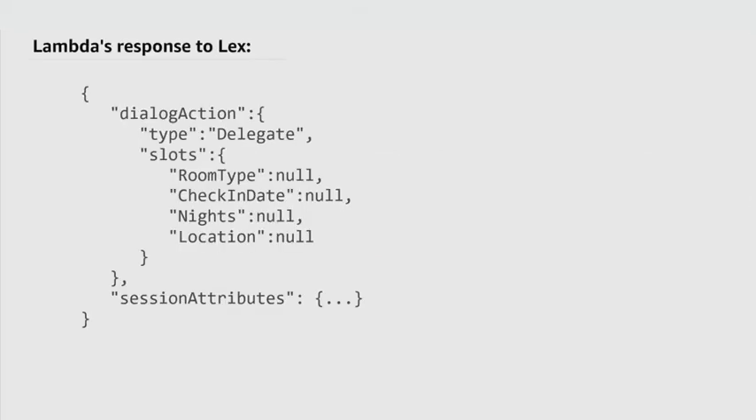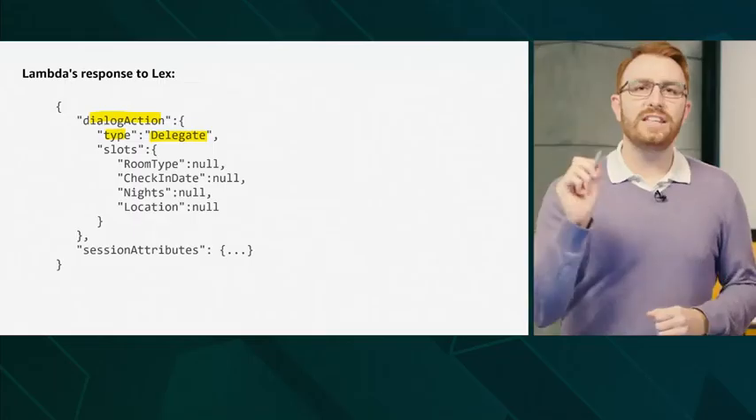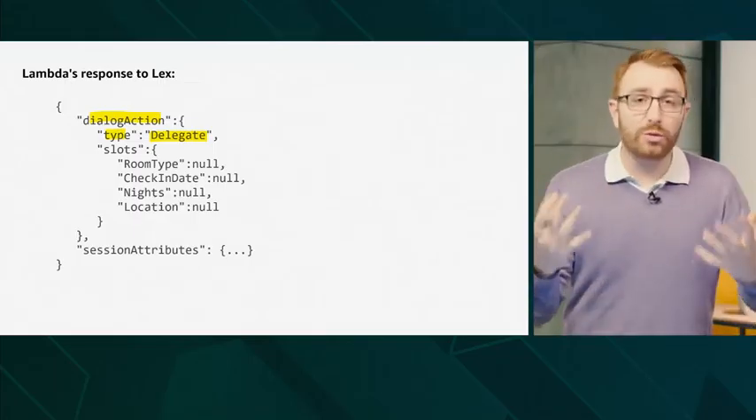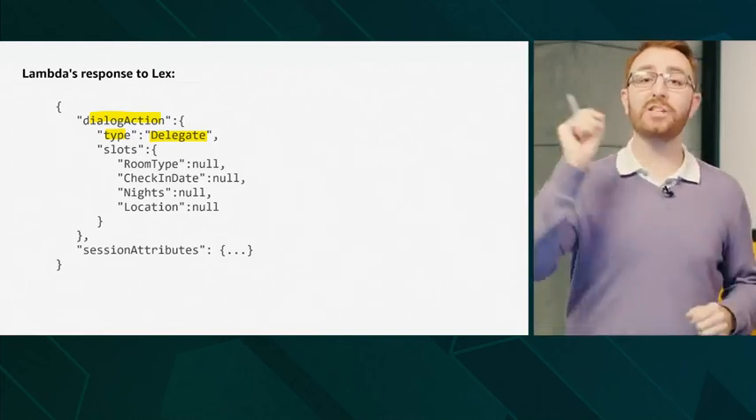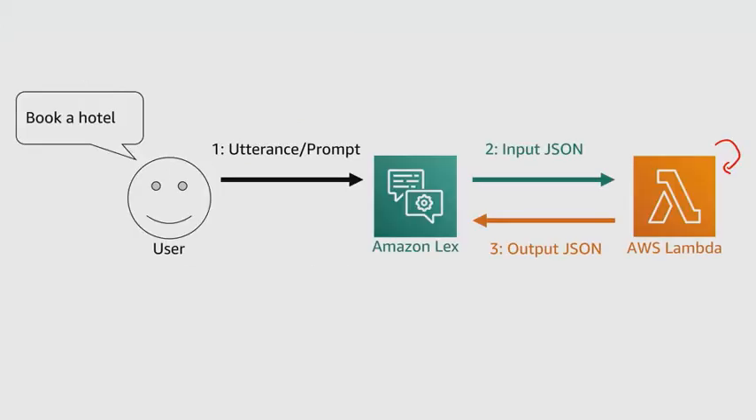This is how a response looks. It needs to be a dialog action type. I will have a dialog action of type delegate. This directs Amazon Lex to choose the next course of action based on the bot configuration. That next course of action is to prompt for the first slot, which is the city.